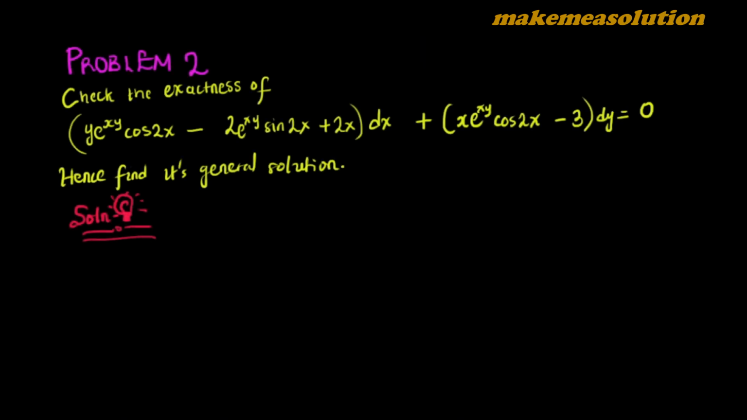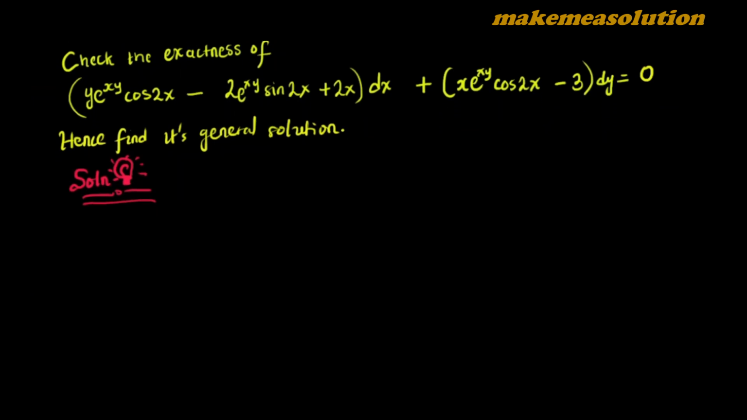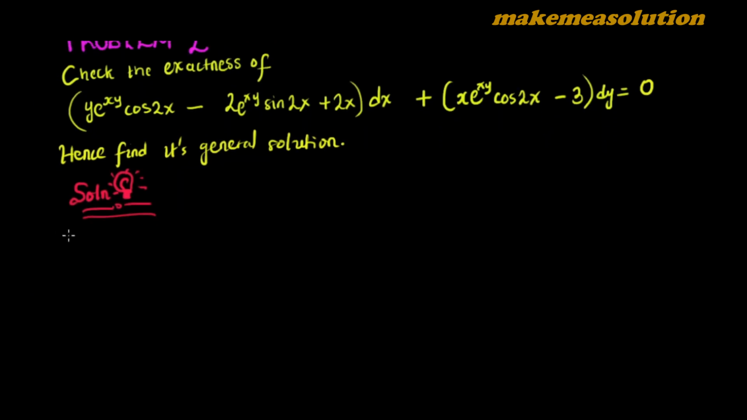Okay, this is problem 2. In problem 2, we have to check for the exactness of this long differential equation you're seeing over here: (y e^(xy) cos 2x minus 2 e^(xy) sin 2x plus 2x) dx, plus (x e^(xy) cos 2x minus 3) dy equals 0. So after checking for the exactness, we have to find its general solution. So we're going to check for exactness. Okay, so step 1 is test for exactness.